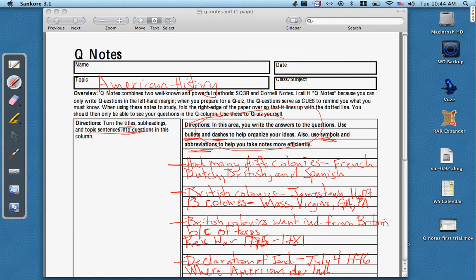So for example, these two right here basically go together. So we're going to make this into one big title called American Colonies, right? Because that's the main idea, talking about the American colonies. All right, let's make this into a question. All right, how about why did the American colonies want independence?